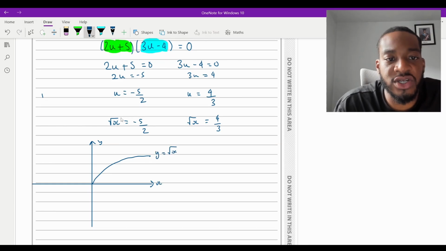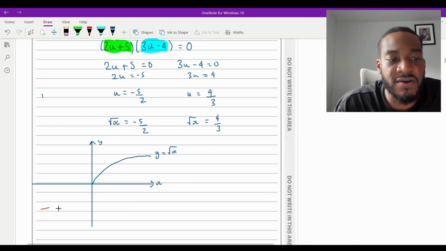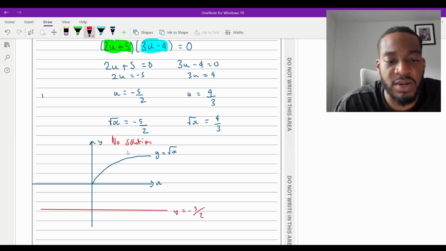So if I was to solve this equation, I'd be saying root x is equal to minus 5 over 2. I need this graph to intersect the line of minus 5 over 2, which is going to be down here, isn't it? Let me draw another line like this. Minus 5 over 2 is underneath the x-axis, like that. There are no points of intersection here, so there's going to be no solutions for this one. So we can't solve this one, right?